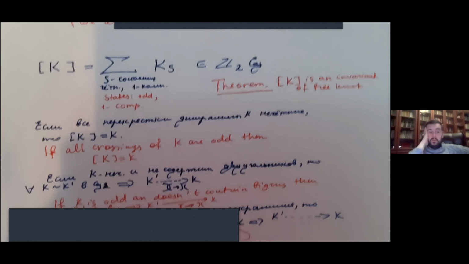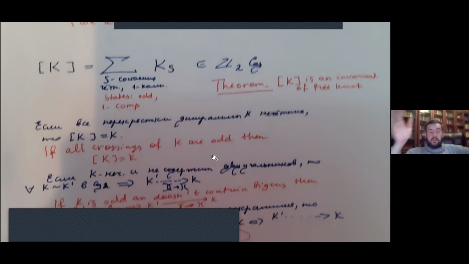Мы получаем сумму и берем ее с коэффициентами Z2. Сумма – это будут вот такие графы. Я беру только графы, у которых одна универсальная компонента. А теперь теорема, я здесь забыл написать по-русски, что это будет инвариант свободных узлов. So the theorem, the bracket of K is an invariant of free knots.